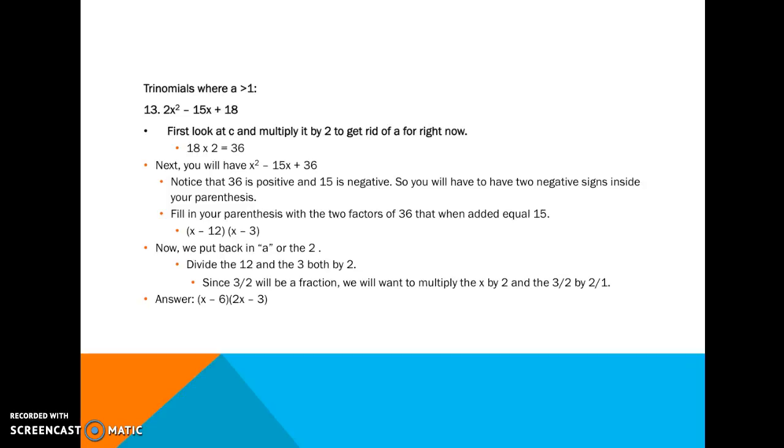Now we're going to put back in a, or the 2, into our equation. How we do that is we divide the 12 and the 3 both by 2. So 12 divided by 2 equals 6, and 3 divided by 2 equals 3 halves, which is a fraction. Since 3 halves is a fraction, we multiply the x by 2 and the 3 halves by 2 over 1 to get rid of that fraction, because the 2 in the denominator will cancel out with the 2 over 1. That results in our answer of x minus 6 times 2x minus 3.